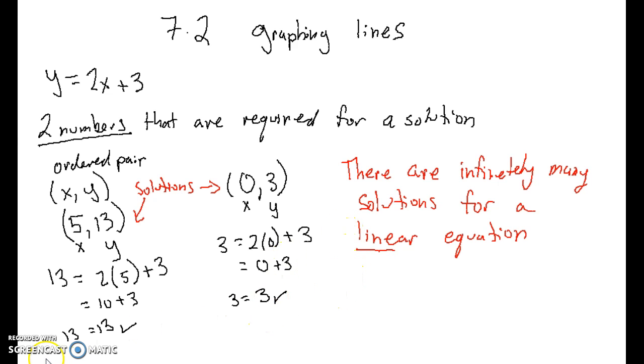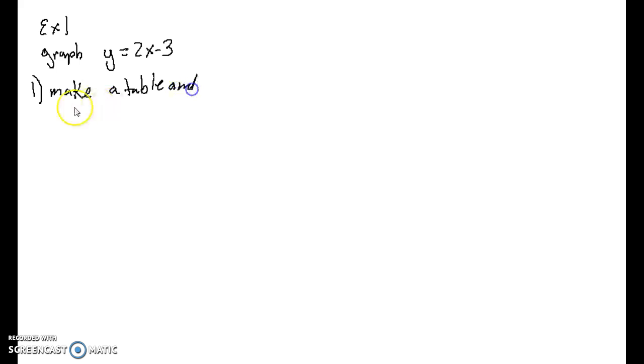So how would you actually come up with these numbers, (5, 13) and (0, 3)? Well, let's walk through our first example. Example number 1: we are going to graph this equation, y is equal to 2x minus 3. So how do I do this? The first thing I want you to do is make a table and choose x coordinates.